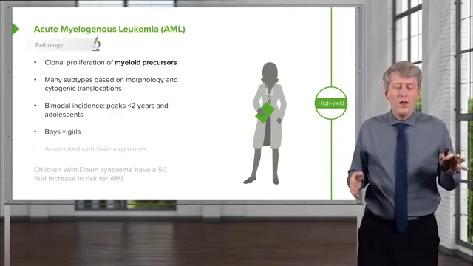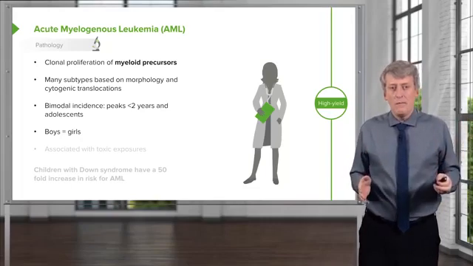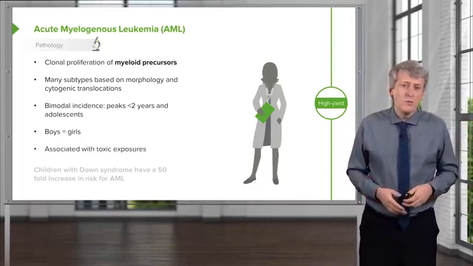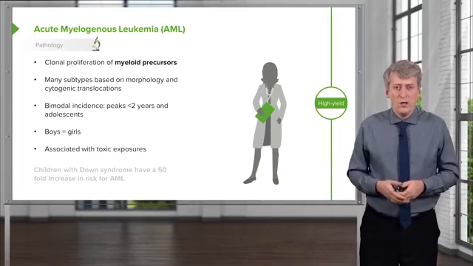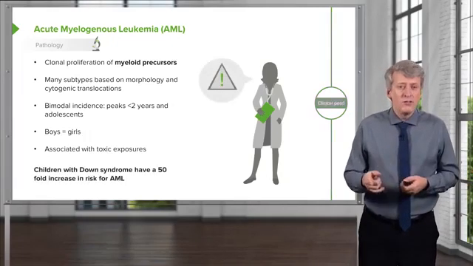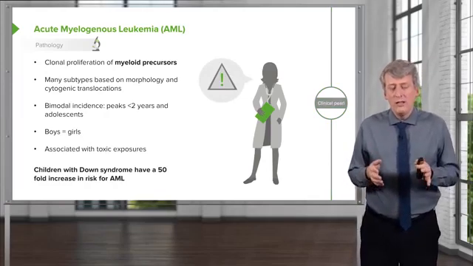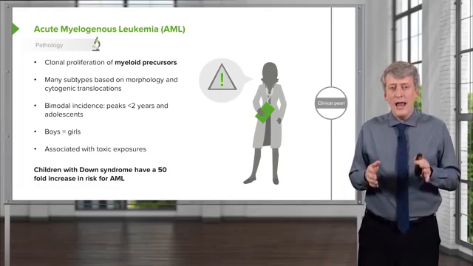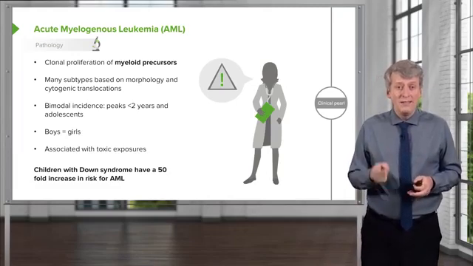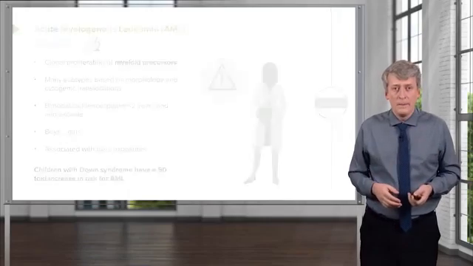For AML, unlike ALL, the rate in boys and girls is about the same, and this is associated with some toxic exposures. Also some genetic predispositions. For example, children with Down syndrome have a 50-fold increase in their risk for AML. Remember that, Down syndrome and AML, strong association.